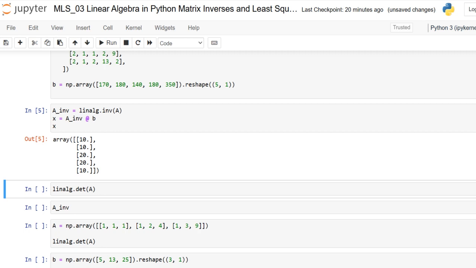The determinant of what we got here is how this is concluded. It indicates that a balanced diet should include 10 units of food 1, 10 units of food 2, 20 units of food 3, 20 units of food 4 and 10 units of food 5.